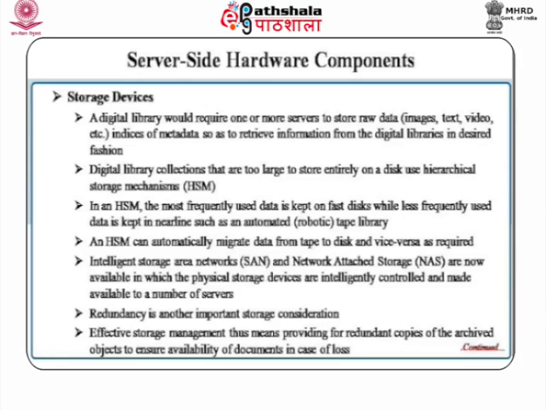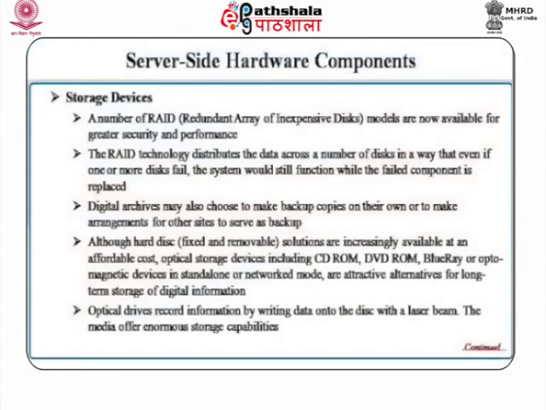Intelligent Storage Area Networks (SAN) and Network Attached Storage (NAS) are now available, in which the physical storage devices are intelligently controlled and made available to a number of servers. The RAID technology distributes the data across a number of disks in a way that even if one or more disks fail, the system will still function while the failed component is replaced. Digital archives may also choose to make backup copies on their own, or make arrangements for other sites to serve as a backup.